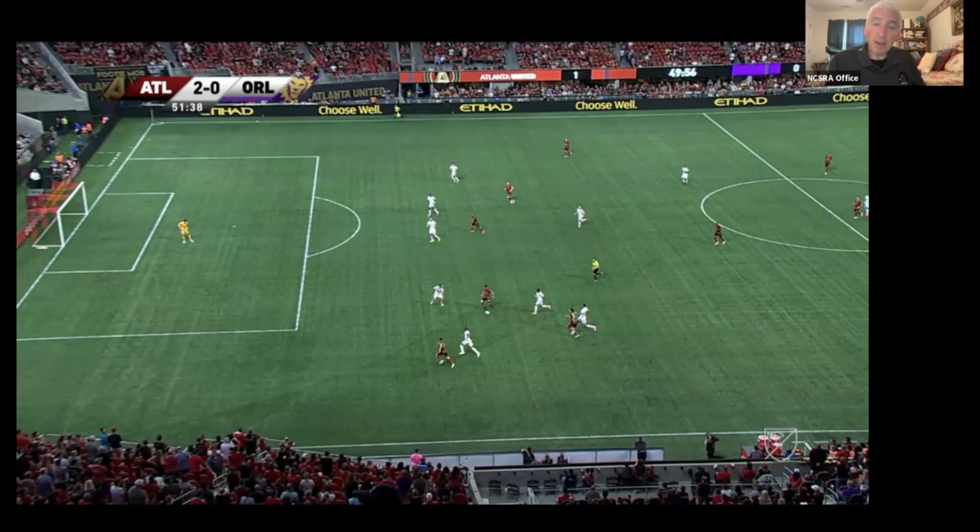Now, all that being said, and keeping in mind, it's a good angle, but it's not the best angle. The AR has got the best angle. What do you think here? Offside? Onside? It's close, right? It's definitely, we all can agree it's close.